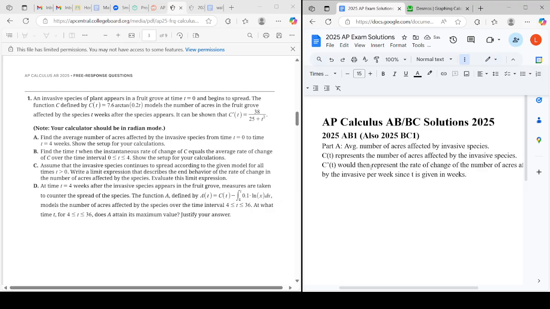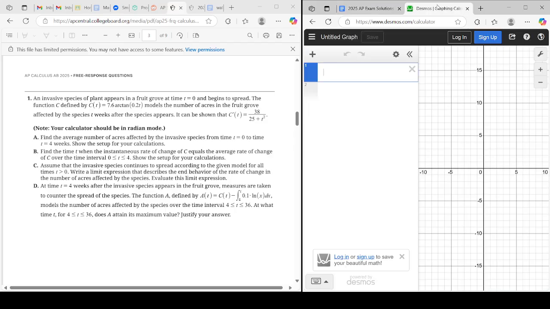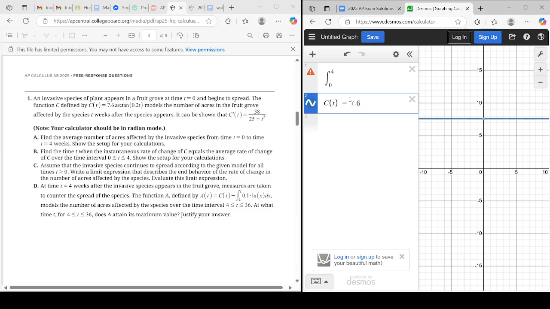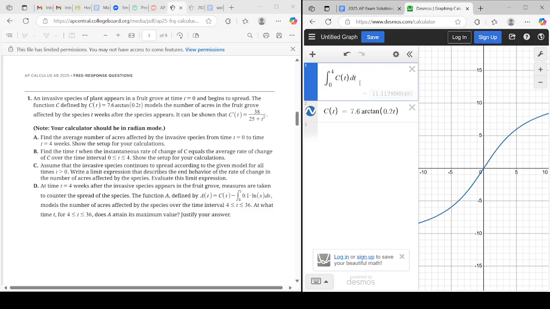We know that the average value of a function is equal to this: the integral from a to b, in this case 0 to 4, of c of t dt. So I'm just going to define c of t equals 76 arctan of t. This is our c function, and then we plug this in here, and this is the total value of the area under the curve from 0 to 4.